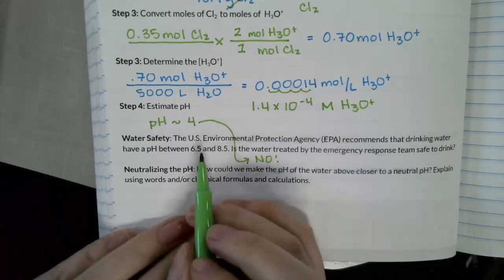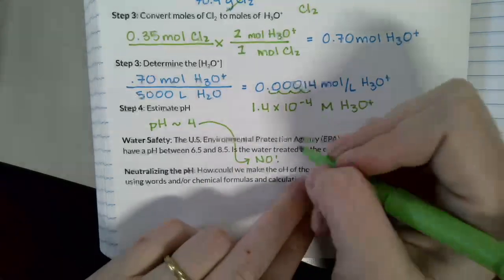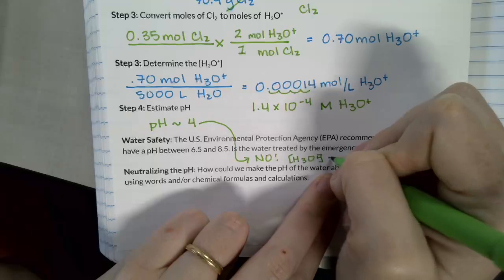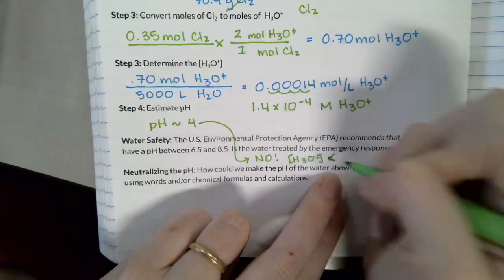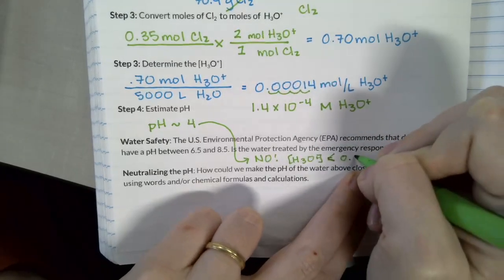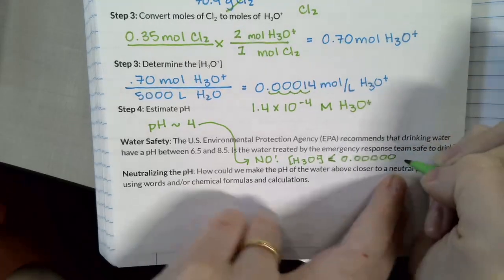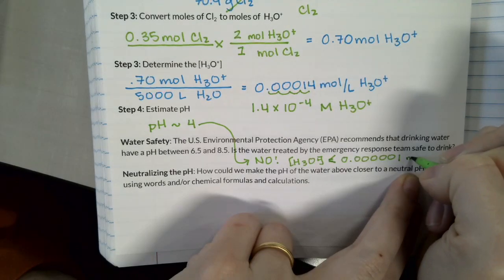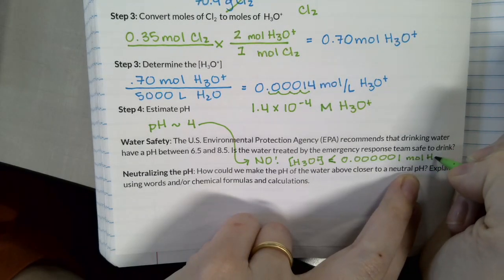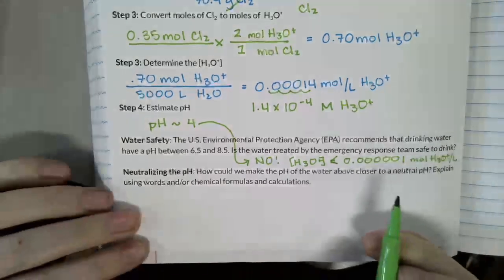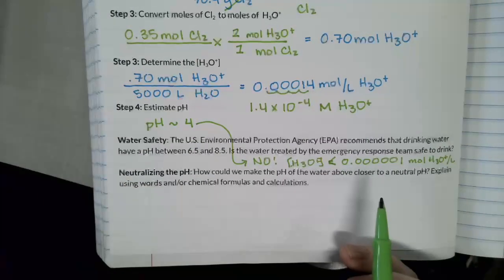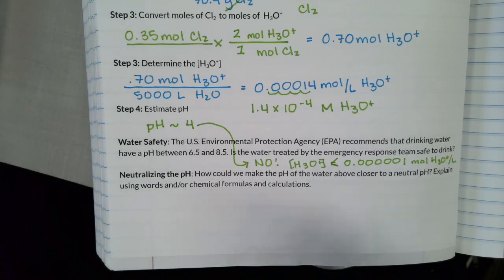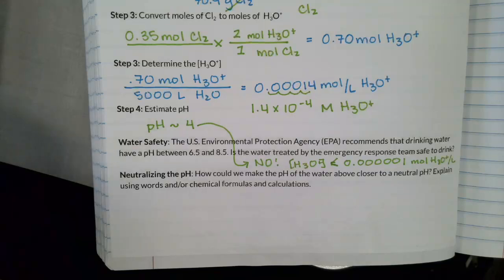In fact, if it needs to be as low as 6.5, that means the concentration of hydrogen ions needs to be less than 0.12345 moles of H3O plus per liter. So that's a lot less than we've got right now. We've got to cut that down a lot. So that brings us to the last question. How can we make the pH of water closer to a neutral pH?